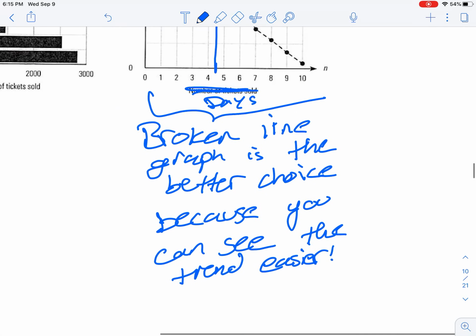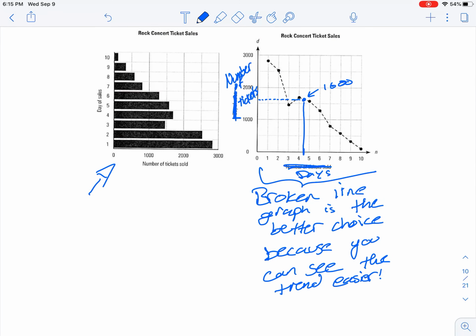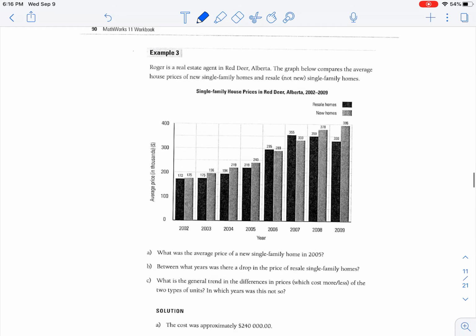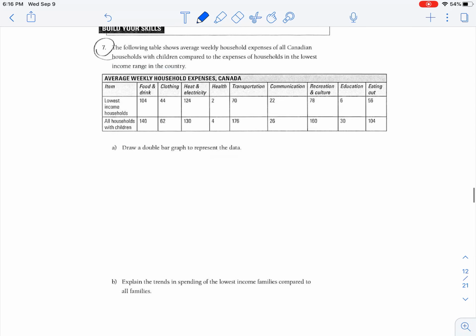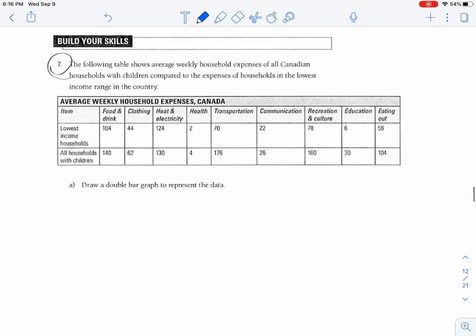The biggest reason this is the better choice is mainly because you can see the trend a lot better. Okay, but again, as long as you give a reason and the reason makes sense, I'm usually pretty nice about marking these. Okay, now let's give this one a shot.